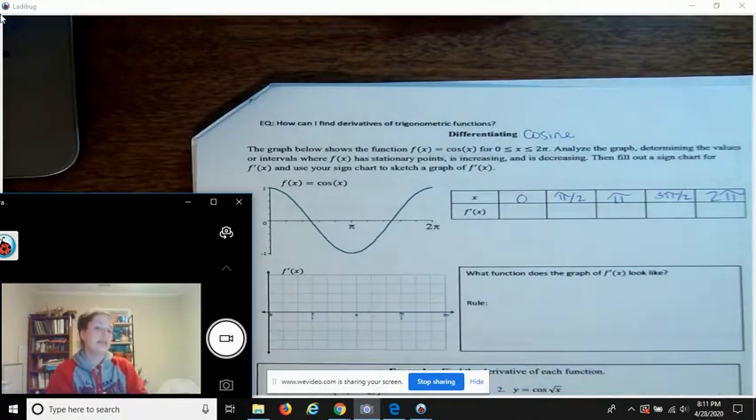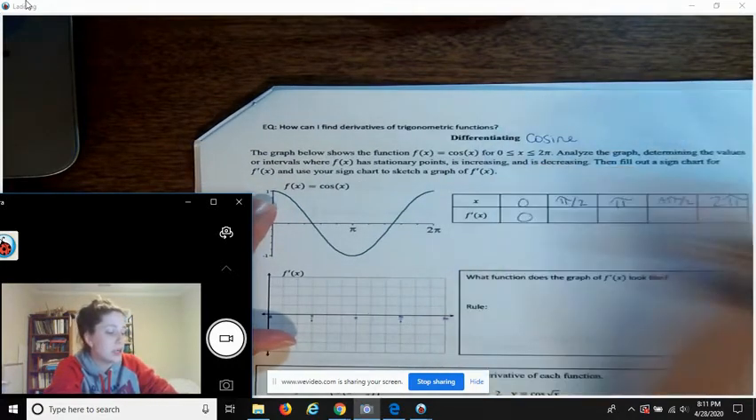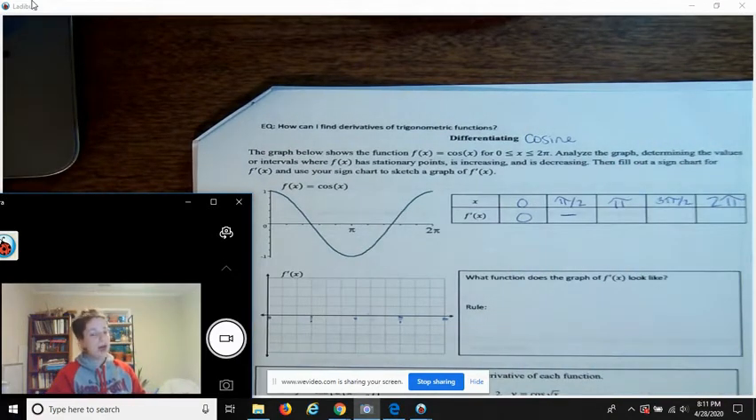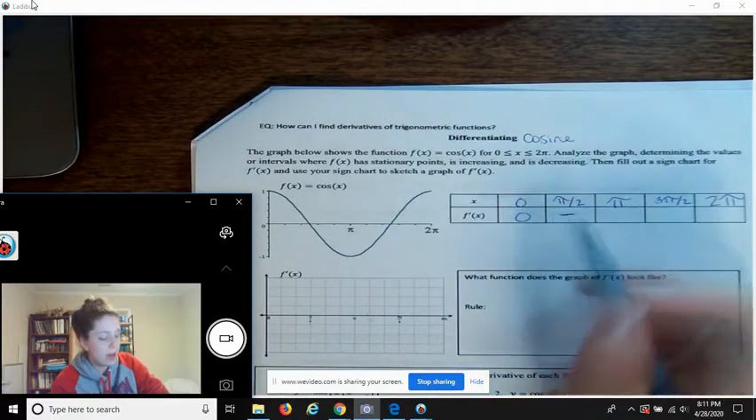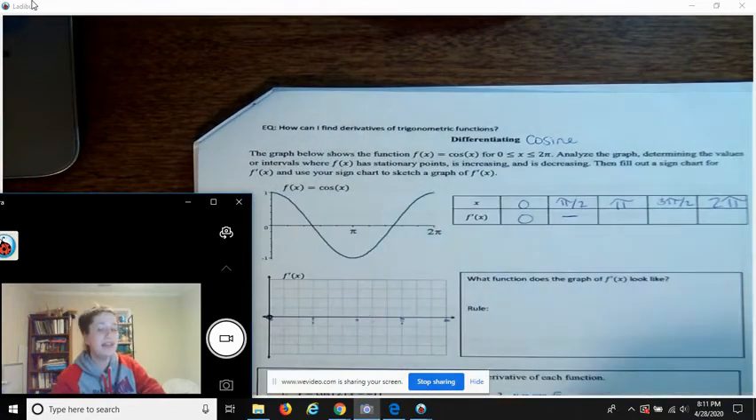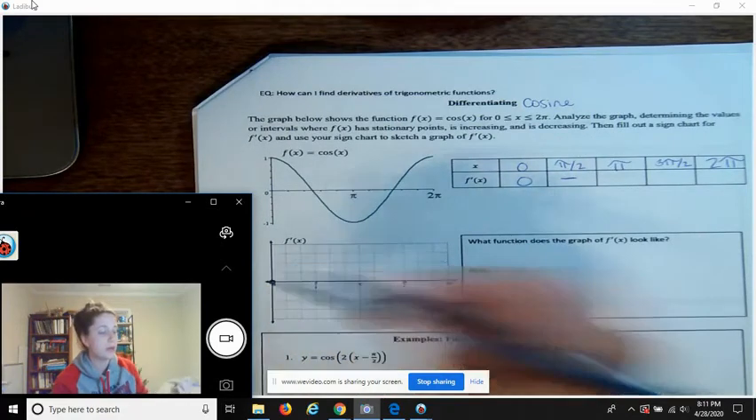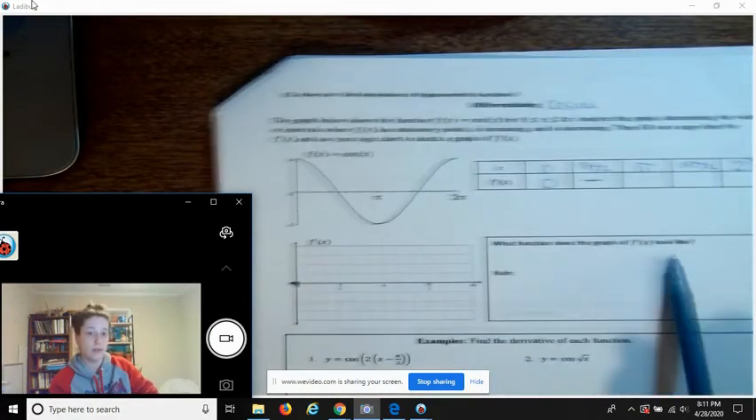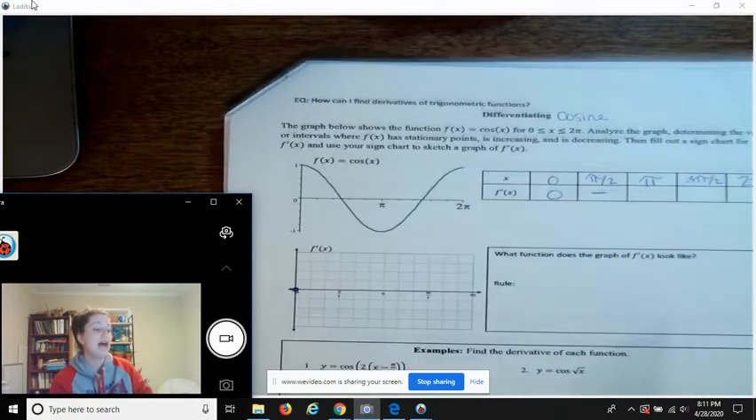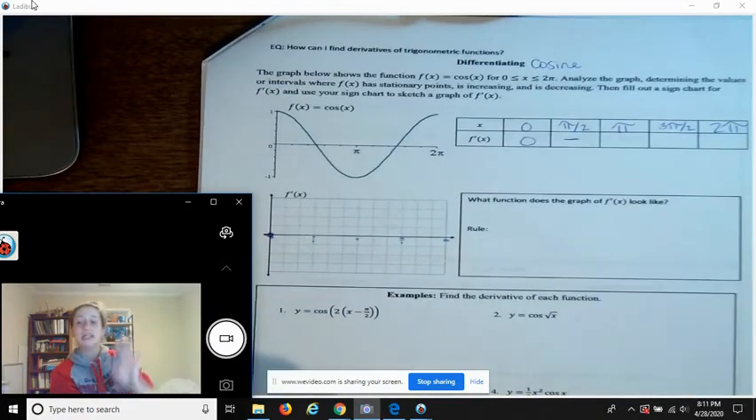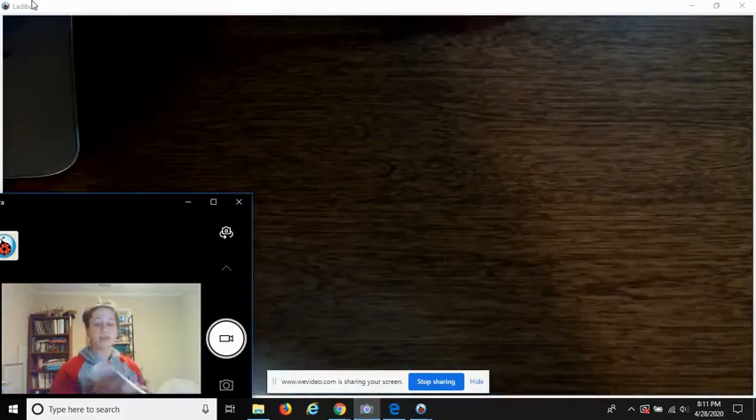And then you'll look at this and you'll say, okay, the derivative at the very beginning is 0. That's my stationary point. And then it's decreasing until pi, so I should have a negative right there, okay? And then again, right here, we know that the value 0 has to be right here. And then it's decreasing, which means it must go below the x-axis after this stationary point. Then you're going to look and ask yourself, what does this look like? And that should give you the rule. And then you should be able to take the derivative of all of these functions. Okay, so that's differentiating sine and cosine. You guys will go through and do those explorations on your own.